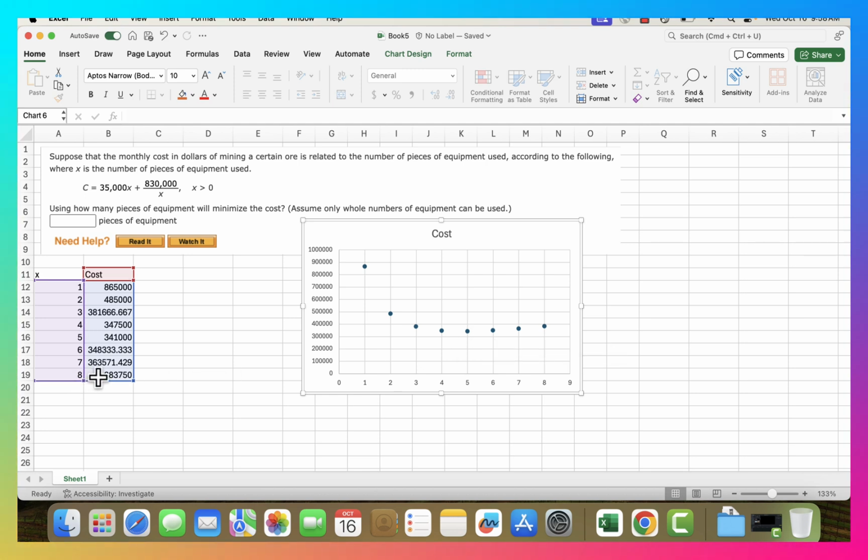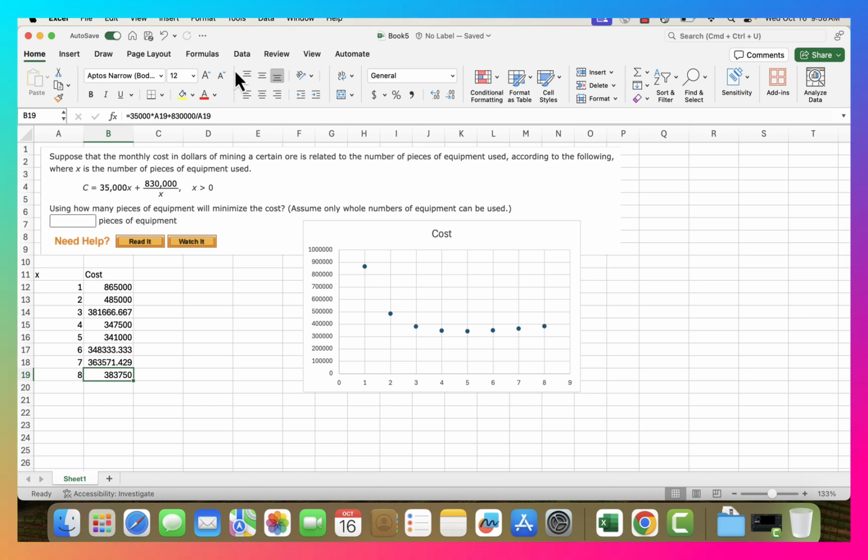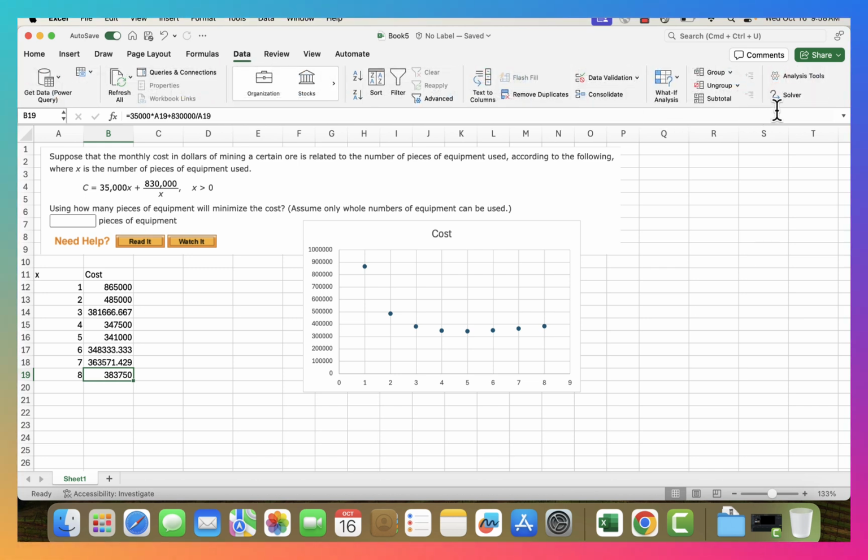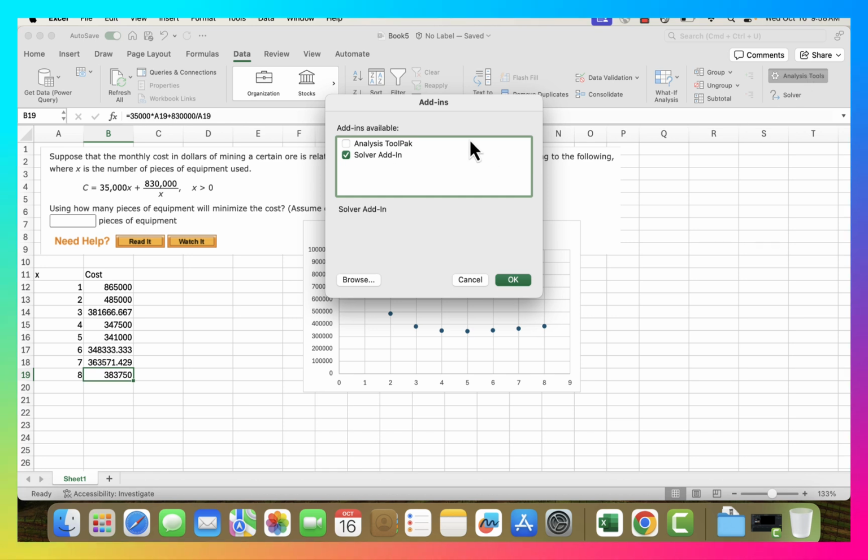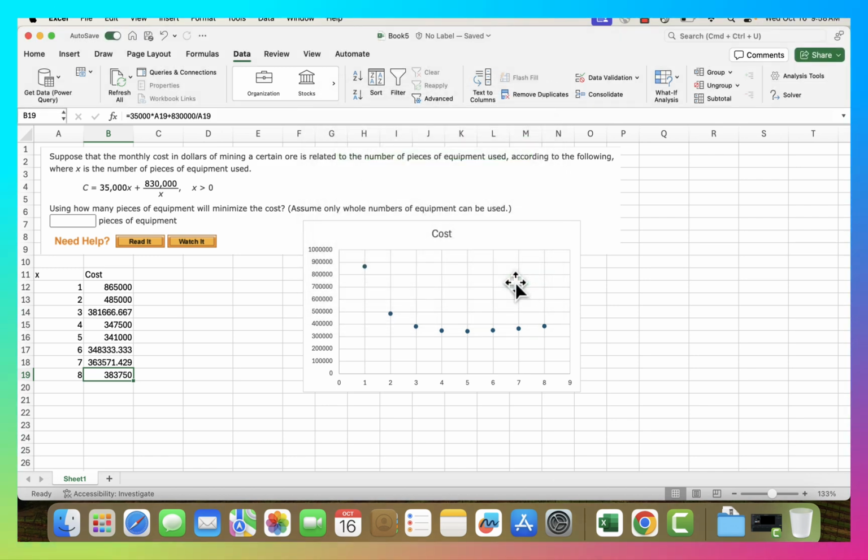To figure out which one it is, I'll pull up Solver. And you need this icon for the solver. And to get that, if you don't have it, it's in the analysis tools. And just click on, like if that box isn't selected, then click inside the box to select it.